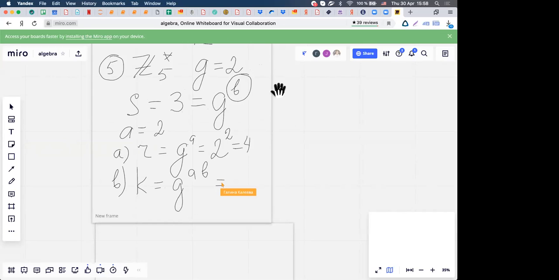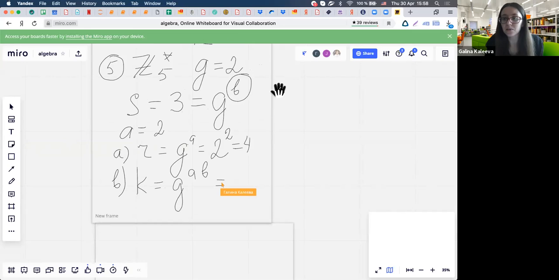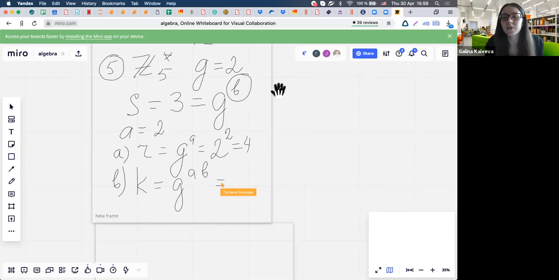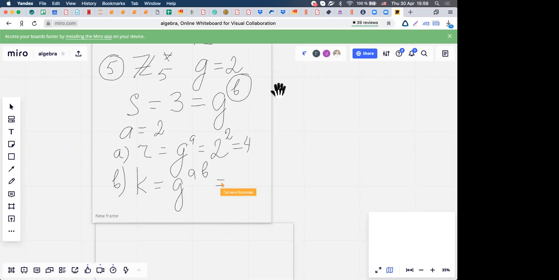This is B. Is it clear now? Almost. Okay, I think I got it. We know that S is G to the bth power. Yes, but we know G, so it's pretty simple. We have to find the logarithm, but in this case, as it is a cyclic group, it is not a logarithm. It's a discrete logarithm.